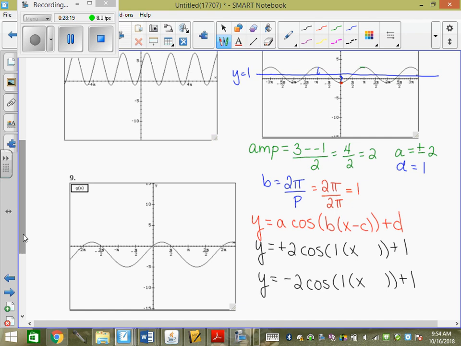And how do we know which one we need? They would say in the problem that a is greater than 0 or a is less than 0. If a was greater than 0, we'd have to do the top equation. If a was less than 0, we'd have to do the bottom equation.